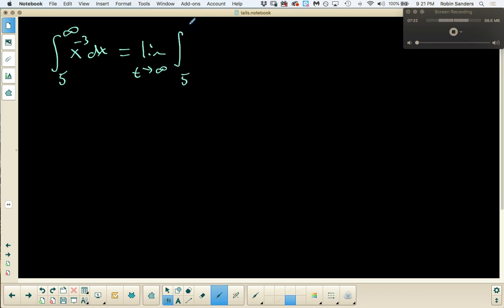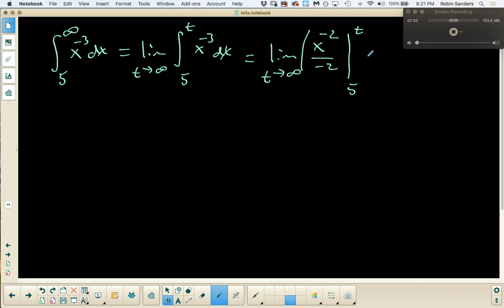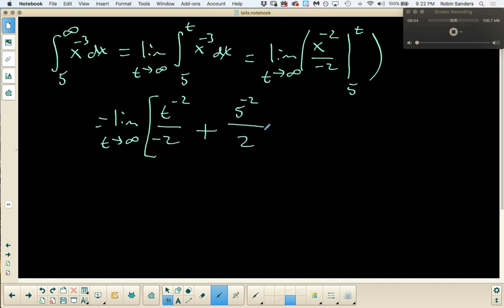Of the integral between 5 and t of x to the minus 3 dx. And so we're still going to have the limit as t gets big of x to the minus 2 over minus 2, evaluated between 5 and t. And when we do that, we're still going to have the limit as t gets big of t to the minus 2 over minus 2 minus a minus 5 to the negative 2 over 2.